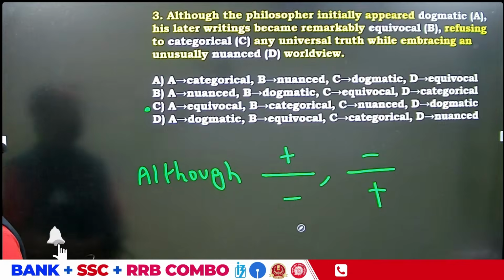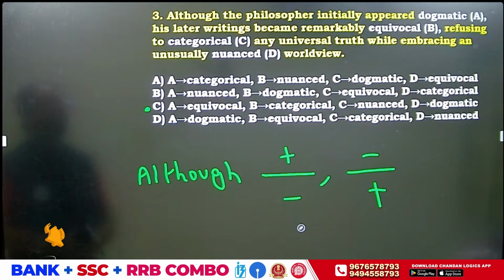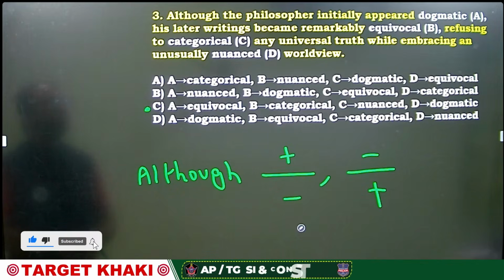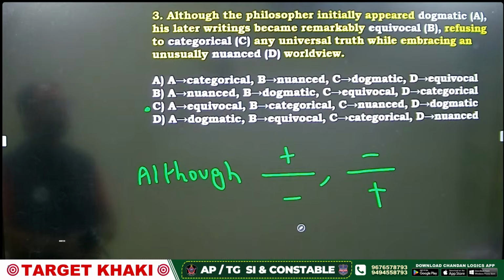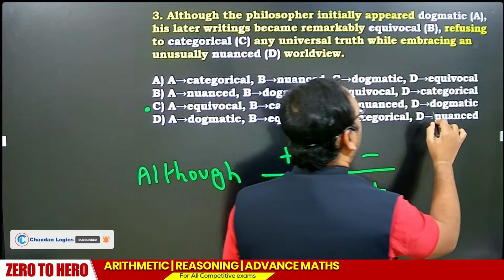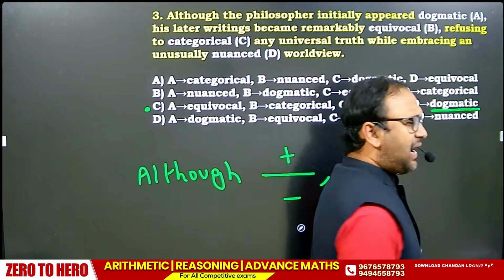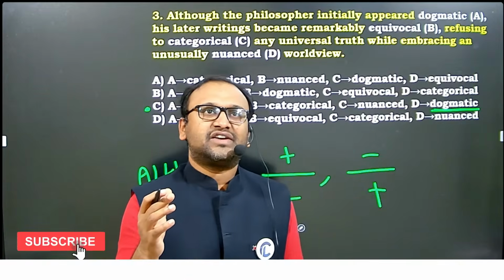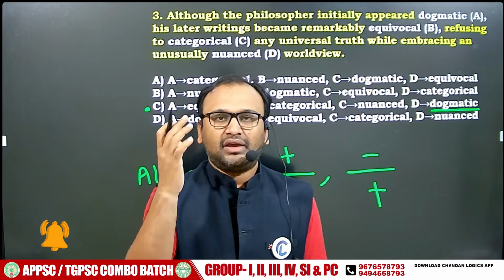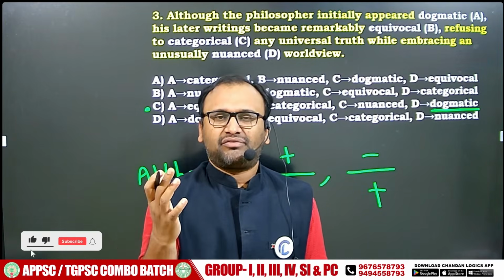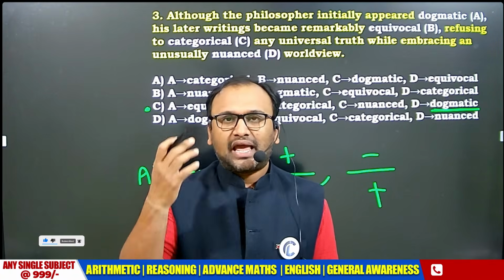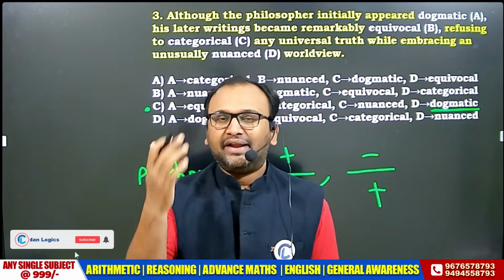So refusing to nuanced any universal truth while embracing an unusually dash worldview, unusually dogmatic. See, generally, what is the meaning of dogmatic? Dogmatic is a very fixed belief, a narrow-mindedness, a narrow-minded mind, a narrow-minded ideology.